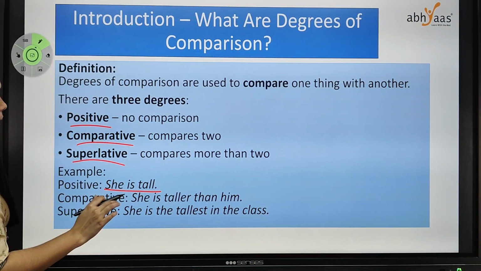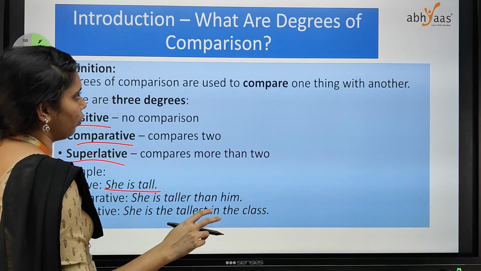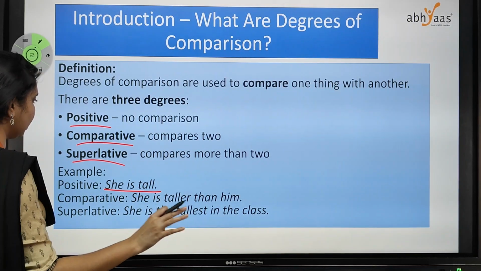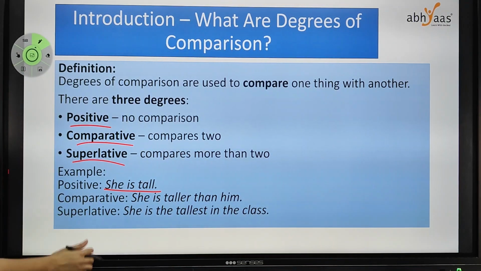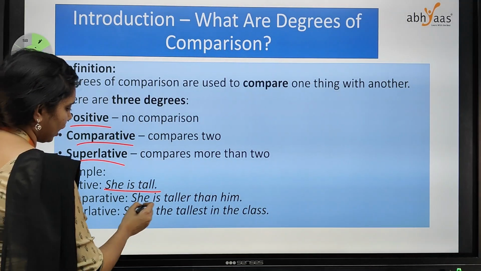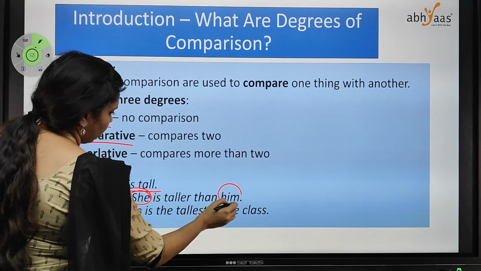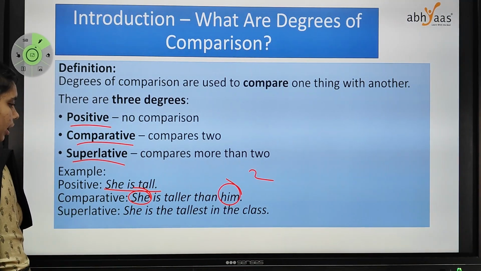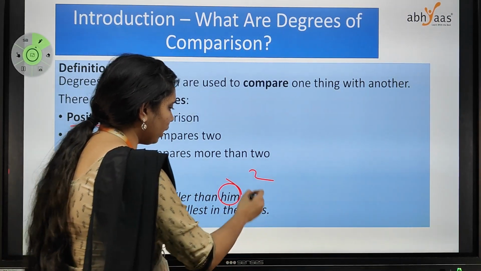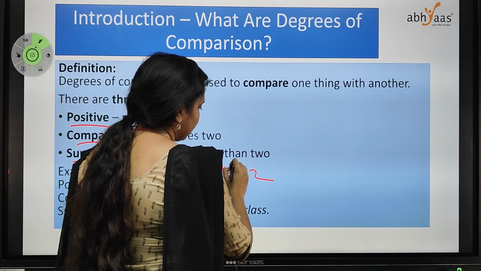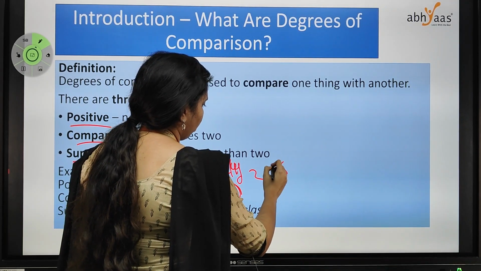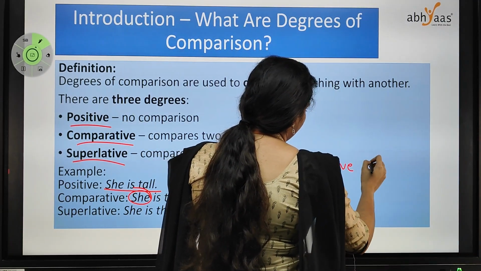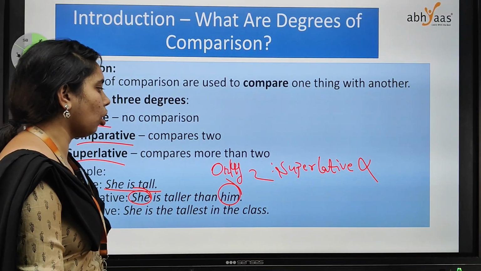So when positive degree enters into the sentence, there is actually no comparison happening. It need not always involve 2 parties; it can just be a simple sentence like "she is tall." Even that is considered a positive degree. Next, comparative: "she is taller than him." Generally, you will find 2 aspects being compared in comparative degree, and remember that when only 2 aspects are present, superlative degree cannot act. It's either positive or comparative.